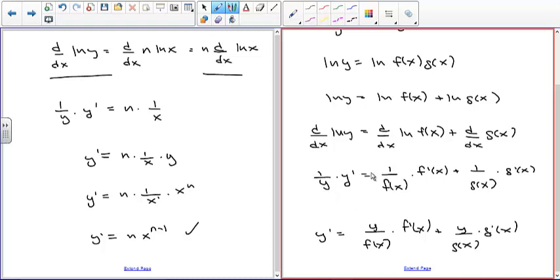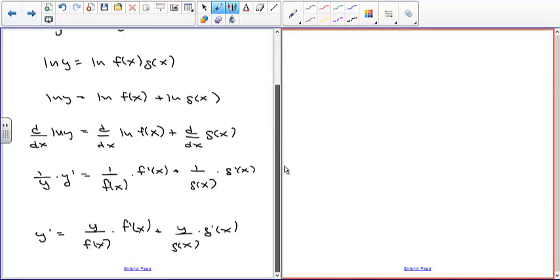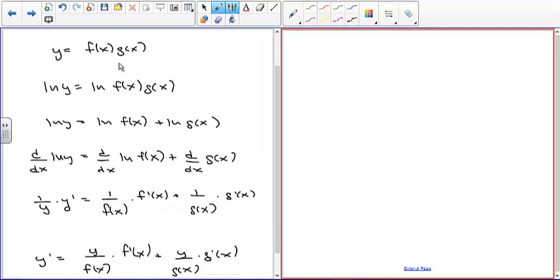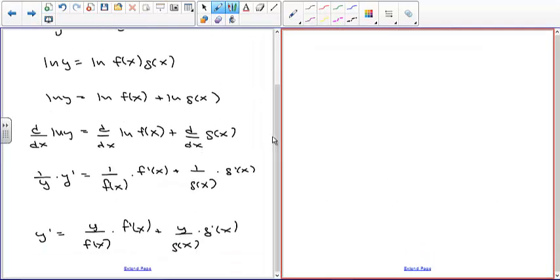All I've done is multiply both sides by y to make this equal 1, and I get y over this and y over that. And then finally, what you would do is substitute y back in. Well, y was equal to f of x times g of x. So you get y prime is equal to y, but that's f of x times g of x, all divided by f of x, and then multiplied by f prime of x.